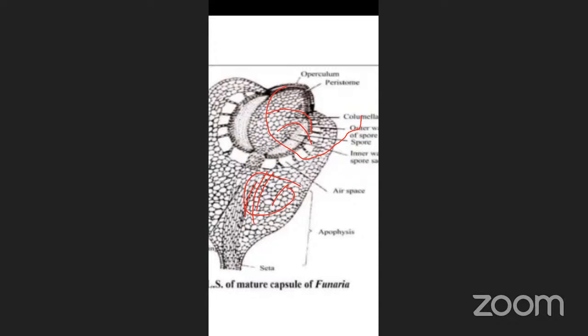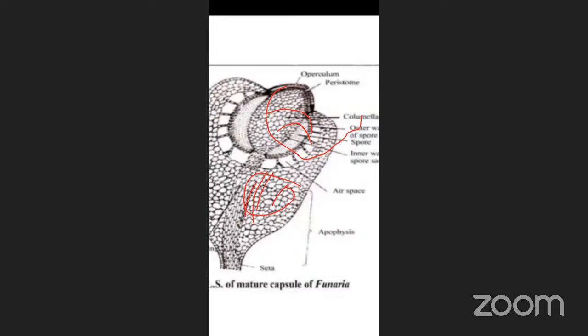So the progressive sterilization of the potentially sporogenous tissue is increased in Funaria. So this one explains the theory of sterilization of the sporophyte in bryophytes. Okay, clear? Sterilization of sporophyte in bryophytes means the sterilization theory.